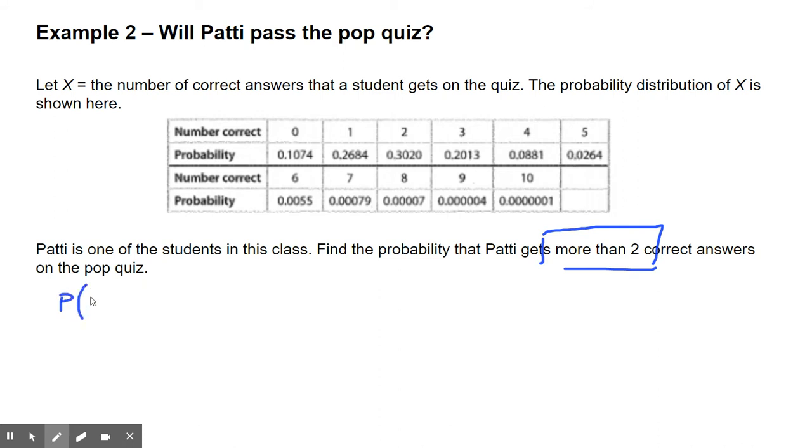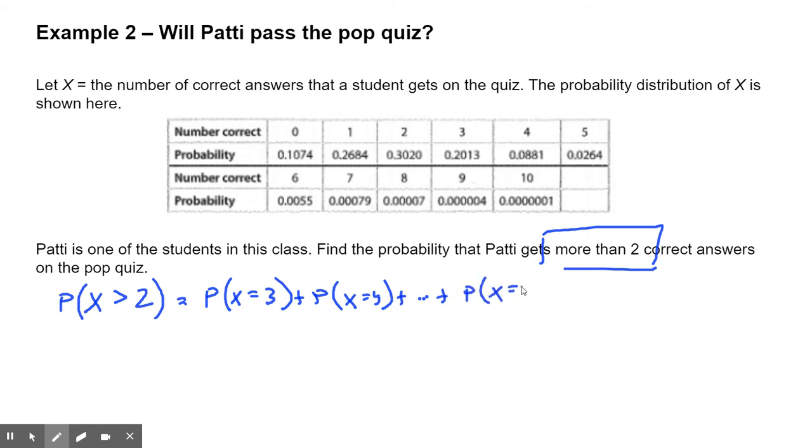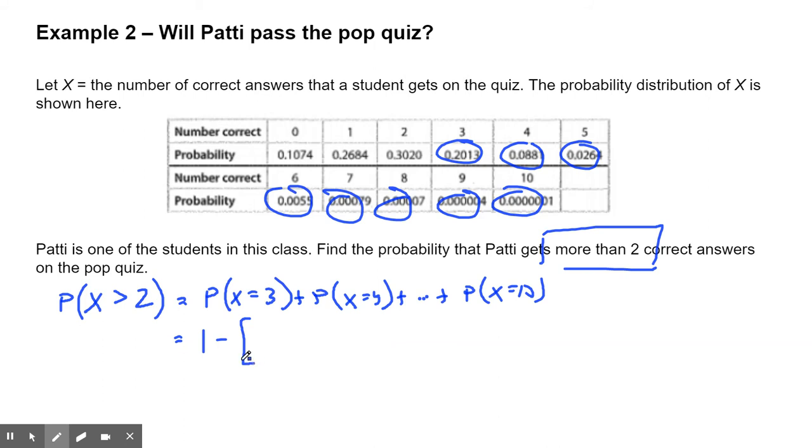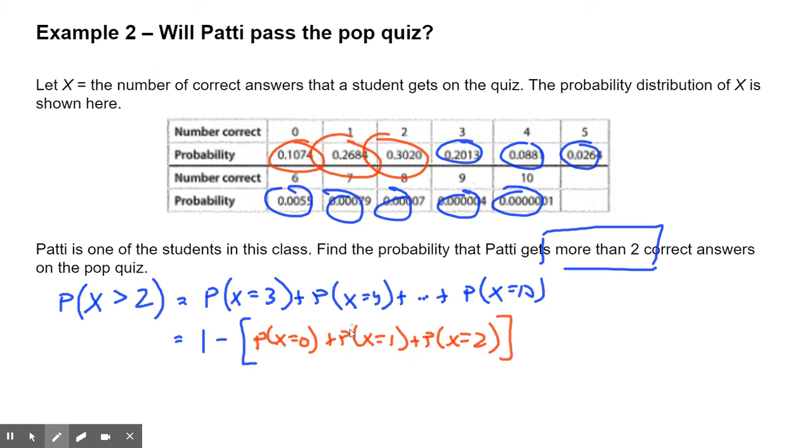So we want to find the probability of x being more than 2, right? Notice there's no equal sign, so this does not include 2. So this would be the probability of x equals 3 plus the probability of x equals 4 plus all the way to the probability of x equals 10. I would have to add 1, 2, 3, 4, 5, 6, 7, 8 numbers. That's not fun. So why don't we do this instead? Let's do 1 minus, and let's add these 3 probabilities up, right? The probability of x equaling 0 plus the probability of x equaling 1 plus the probability of x equaling 2. And let's add those and then subtract that number from 1. How about we do that?